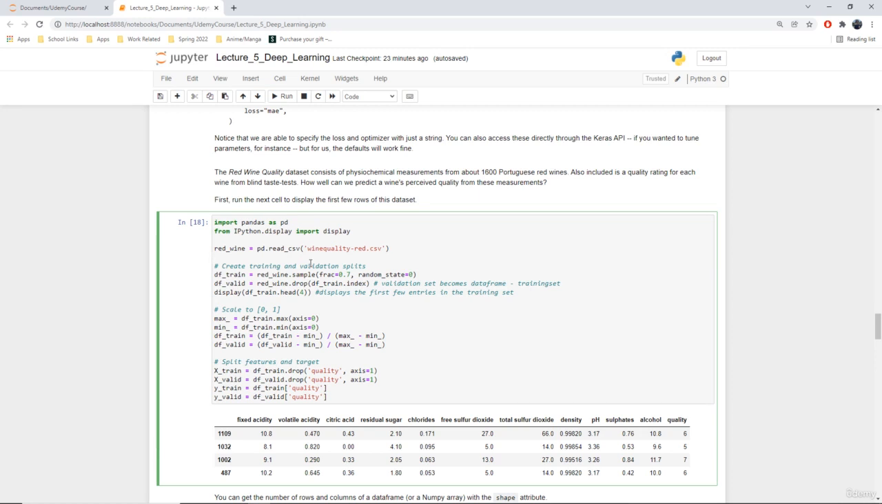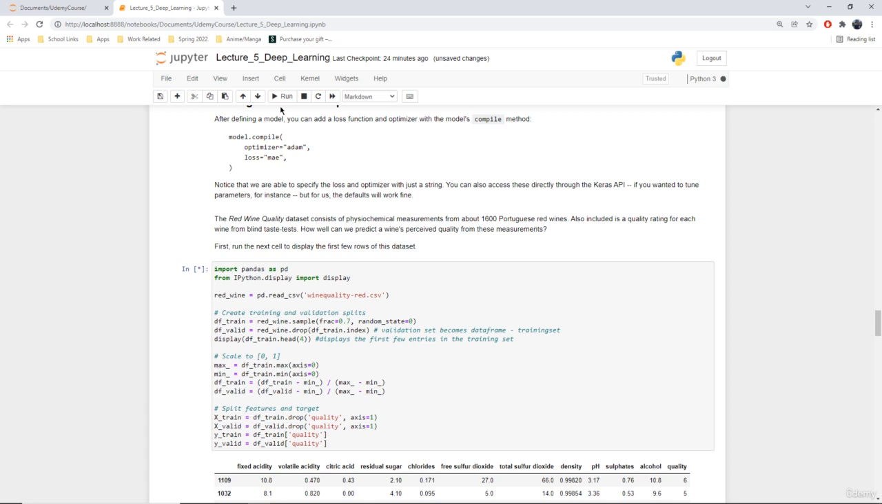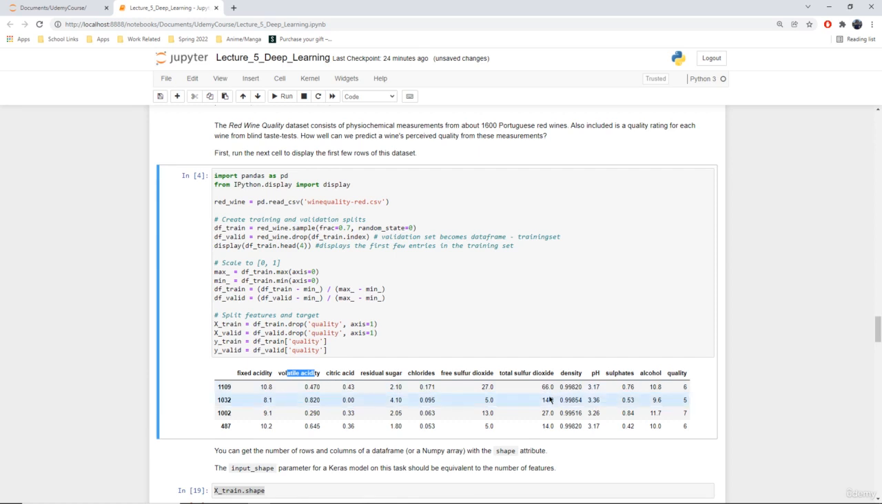We're going to be using the red wine quality data set, which consists of physiochemical measurements from about 1,600 red wines. Included is a rating for each of these wines. So let's use what we know about data visualization to visualize some of the data here. We have these physiochemical measurements here: volatile acidity, citric acid, residual sugar, and so on. Luckily, as data scientists, we don't really need to know how to characterize these. All we need to know is how to create these models and how the data is structured.